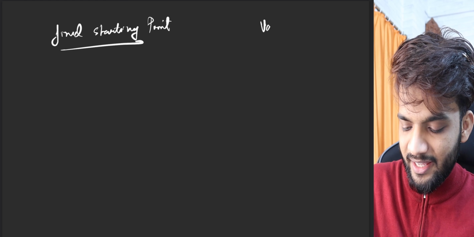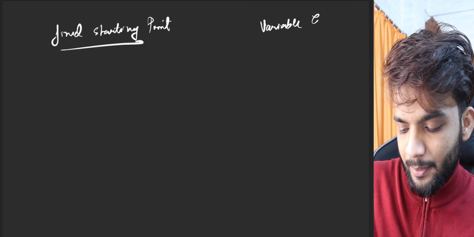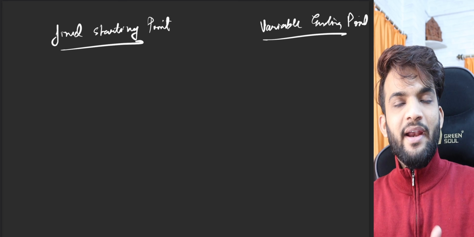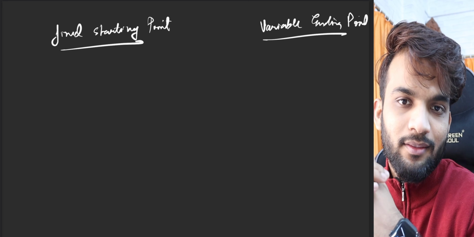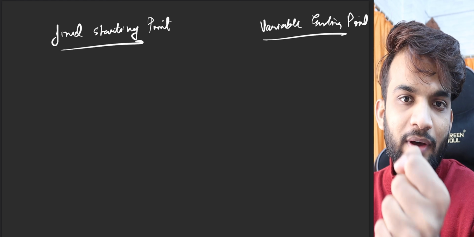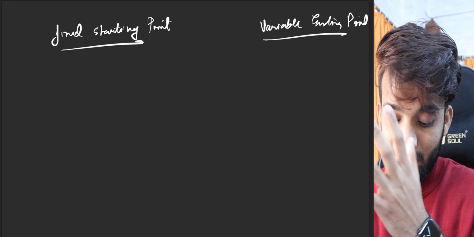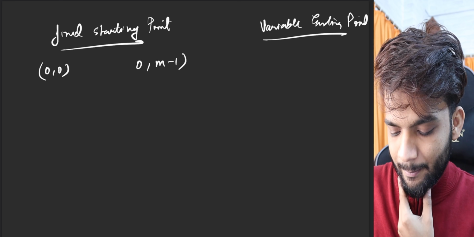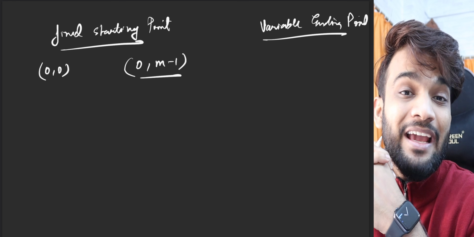So what is given over there? Let's analyze. We have a fixed starting point. We have a variable ending point because you don't know where you will end. There can be multiple points of ending, because you know it's going to end at the last row, but both Alice and Bob can end anywhere. But we definitely know Alice starts at 0, 0 and Bob starts at 0, m minus 1. That is something which we definitely know.